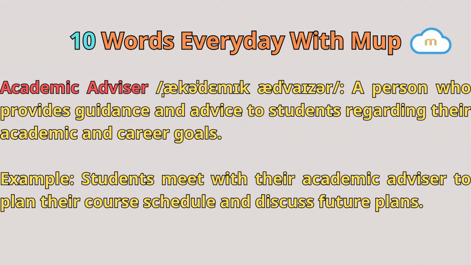Academic advisor. Definition: a person who provides guidance and advice to students regarding their academic and career goals. Example: students meet with their academic advisor to plan their course schedule and discuss future plans.